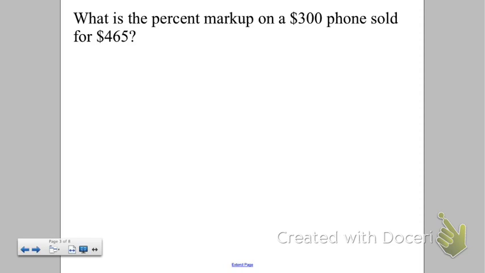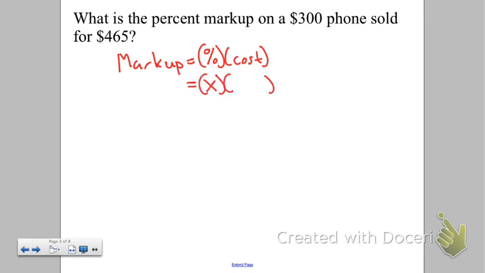What is the percent markup on a $300 phone sold for $465? So I'm going to use my formula. Markup equals the percent times the cost. I don't know what the percent is in this problem, so I'm going to call it X. The original cost of the phone is $300.